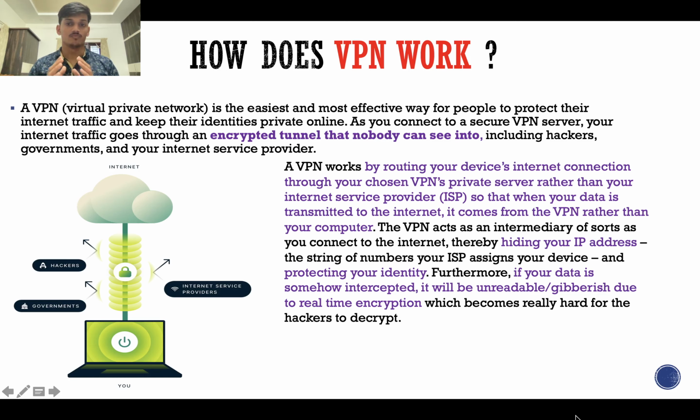A VPN works by routing your device's internet connection through a chosen VPN private server rather than your internet service provider, so that when your data is transmitted to the internet, it comes from the VPN server rather than your computer. The VPN acts as an intermediary of sorts as you connect to the internet, thereby hiding your IP address. Furthermore, if your data is somehow intercepted, it will be unreadable and gibberish due to real-time encryption, which becomes really hard for hackers to decrypt.